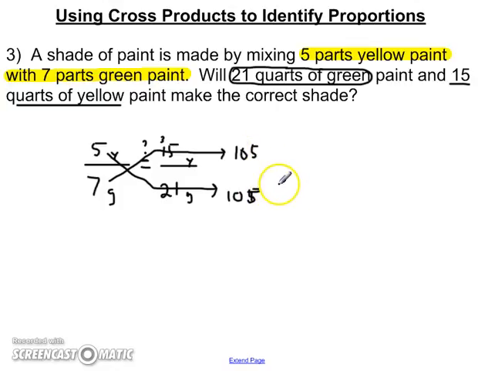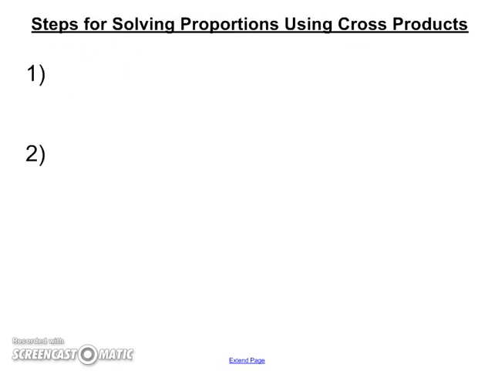So yes, we have a proportion, and they should make the correct shade. I'm just going to use yes in this particular case. They are proportional. We should get the correct shade. So setting up ratios or possible proportions and using our cross products can help us to identify the proper information. Now we're going to go to the next thing.